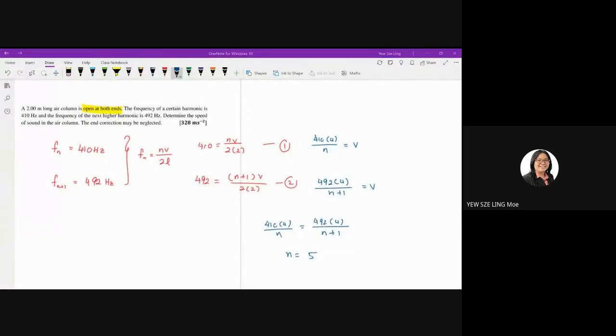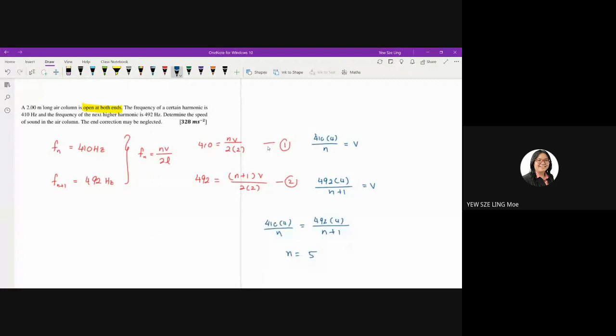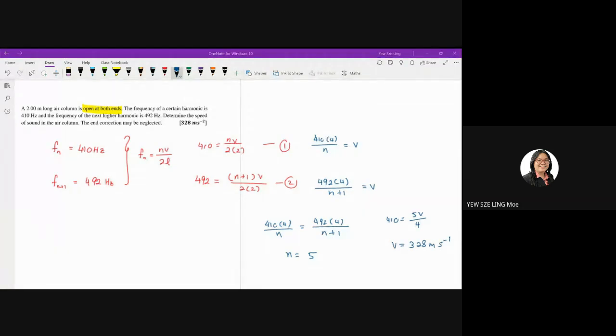So now that I have n, I plug it back into the equations, equation 1 most probably. If I put it back into equation 1, I have 410 equals 5v divided by 4. So v equals 328 meters per second. That is the answer for question 3. Velocity equals 328.